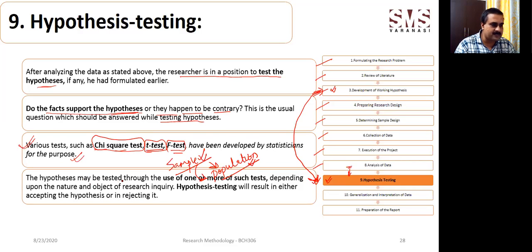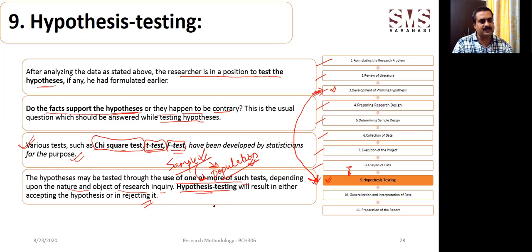So a hypothesis may be tested through the use of one or more such tests, depending upon the nature and object of the research inquiry. Hypothesis testing will result in either accepting the hypothesis or rejecting it. It depends on whether the conclusion is going to match with the hypothesis or not, and we are going to check it, and there are several ways to do it.